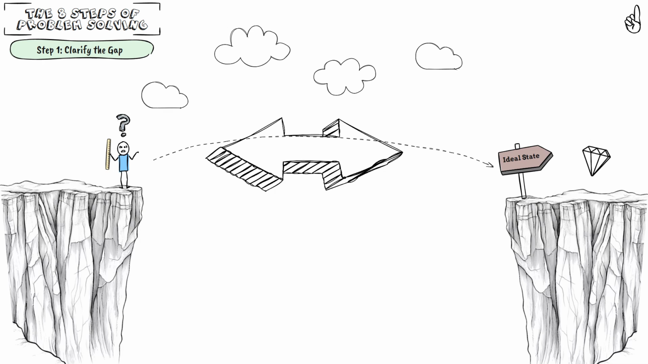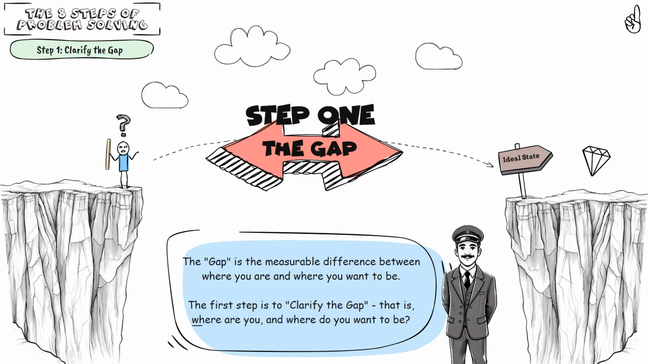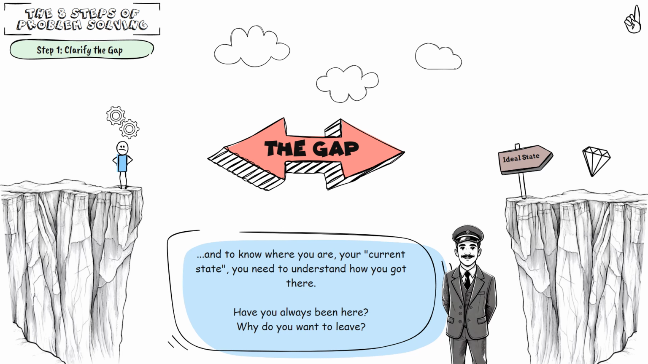Step 1. The gap. The gap is the measurable difference between where you are and where you want to be. The first step is to clarify the gap. That is, where are you and where do you want to be? And to know where you are, your current state, you need to understand how you got there. Have you always been here? Why do you want to leave?